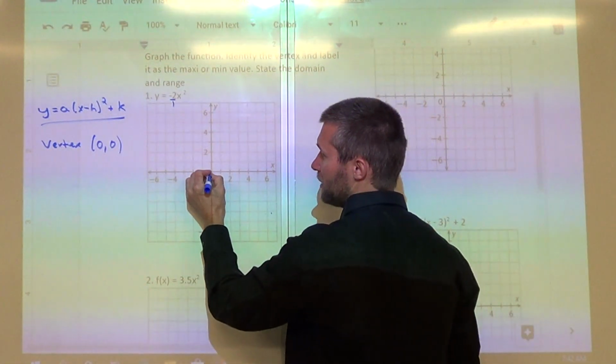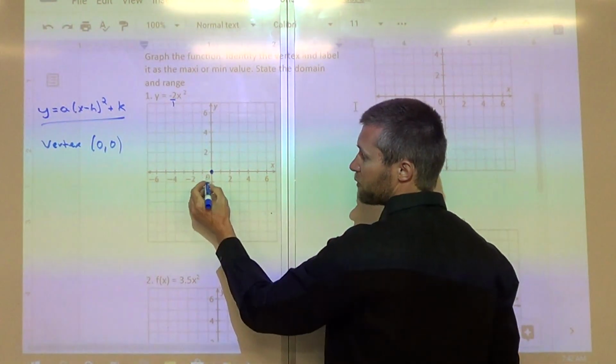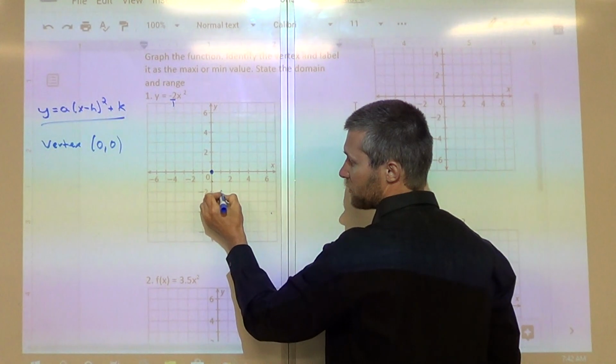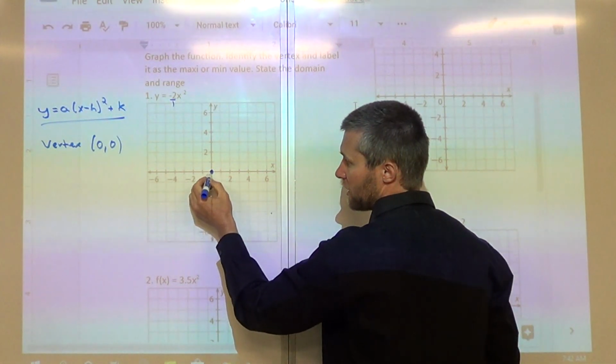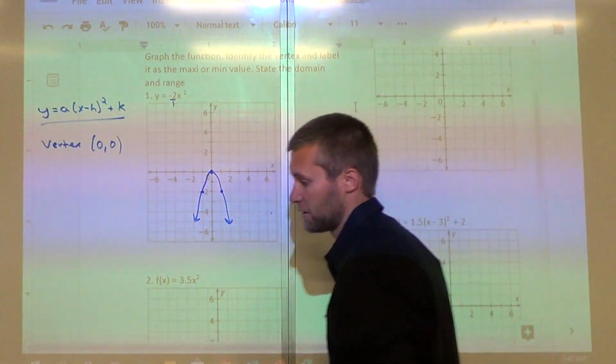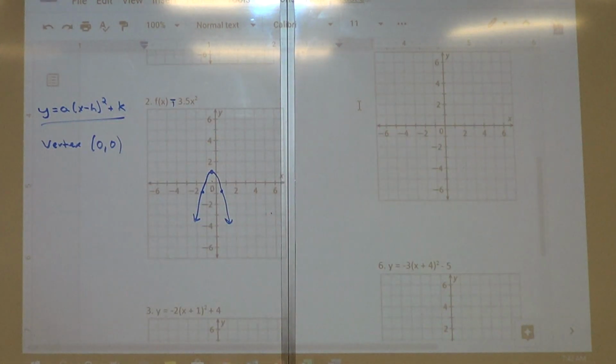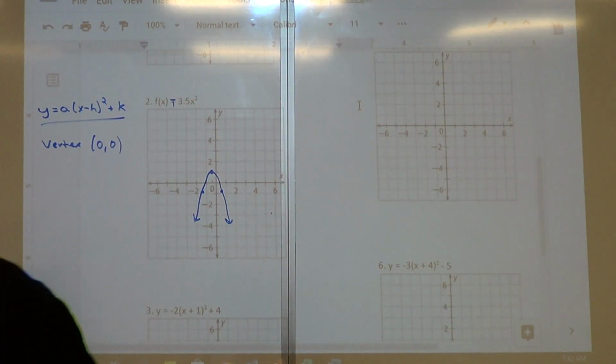So for number 1, my vertex is at 0, 0. We have that value of negative 2. That means I'm going down 2 and to the right, down 2 and to the left. And then make it a U-shape as you go through. So for 1 and 2, treat it this way. So I come to number 2, we're still looking at it.